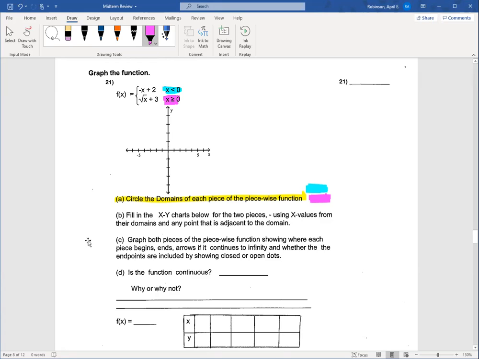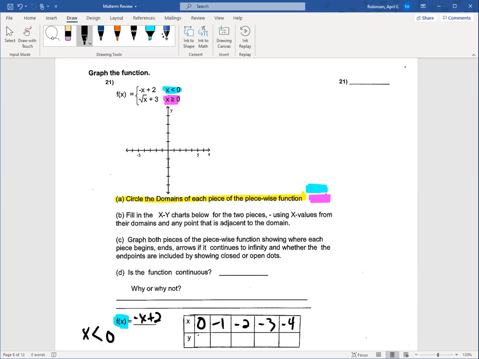Okay, so for the first one, which is f of x is negative x plus 2, you have to pick x's that are less than 0. So I would start with 0 and then go less. Negative 1, negative 2, negative 3. I guess they want me to fill in the whole table. Negative 4. And then just plug and chug.